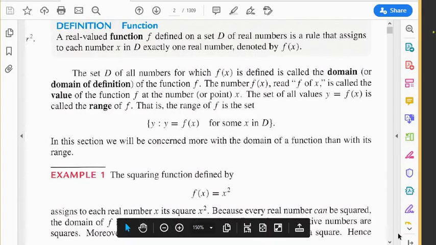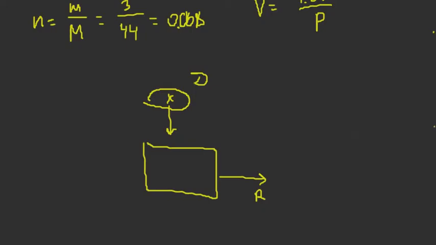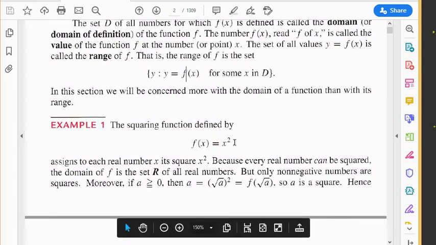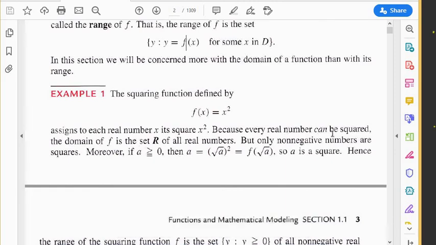Here is a simple example: the squaring function, defined as this, assigns to each real number x its square. We send the input x and it gives us an output x squared. For example, we give the value 3, it gives us 9, then 4 gives 16, and so on. Because it's a function, it has a certain domain, which is all the real numbers, since every real number can be squared. The domain of f is the set R of all real numbers, but only non-negative numbers are squares.